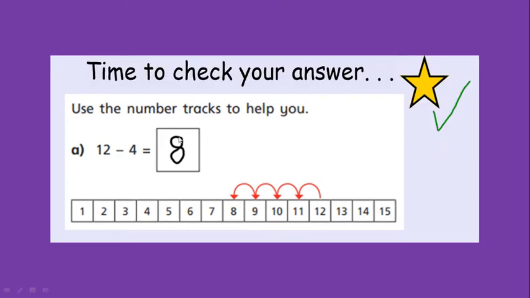The answer is 8, and you can see here we started on 12 because that's the number we were given to start with. And then we've taken away our 4, and by taking away we always jump back, don't we? If we take away, the number gets smaller. So we've jumped back 1, jumped back 2, jumped back 3, jumped back 4. That shows we've taken away 4, and we've landed on 8. So our answer is 8. 12 take away 4 equals 8. Well done if you got that answer correct.